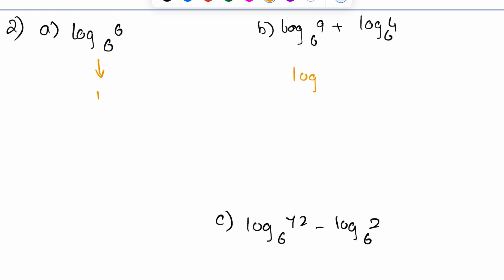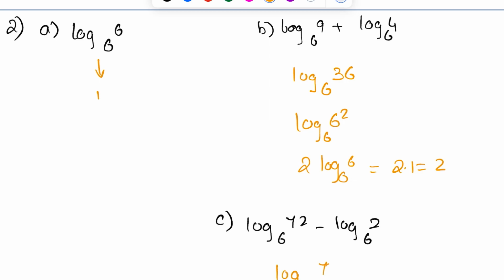Now addition becomes multiplication. 4 times 9 is 36. So 36 can be written as 6 square to the base 6. 2 comes in front, log 6 to the base 6, which is 2 times 1, which is 2. Subtraction becomes division, 72 upon 2 to the base 6, which is log 36 to the base 6. Just now we have done, log 36 to the base 6 is 2. That is question number 2. Now coming to question number 3.